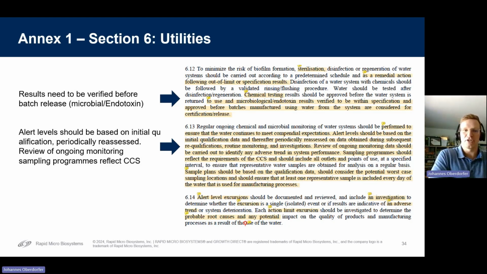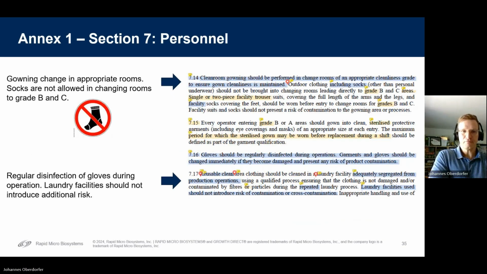Alert levels should be based on initial qualification and periodically reassessed, and the review of ongoing monitoring sampling programs reflected in the CCS. All the parts that we were talking about at the beginning are written down here in the Annex 1. Then your beloved socks from outside are no longer allowed in grades B and C gowning rooms, changing rooms. So I'm very sorry for these fellows that they need to stay outside of this area now. And regular disinfection of gloves during operation. Laundry facilities should not introduce additional risk.